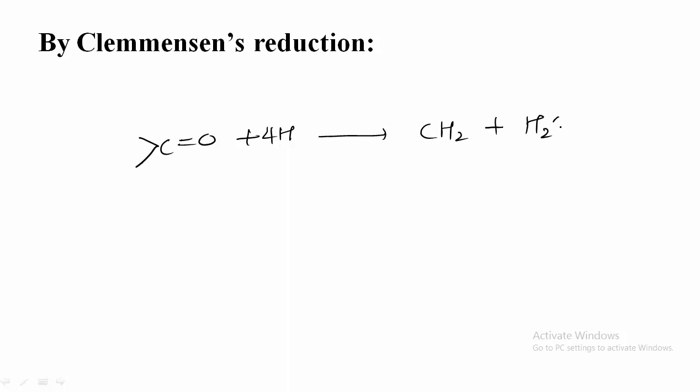Then another one is Clemmensen's reduction. Here simply the carbonyl group reacts with hydrogen to form the alkane along with the formation of water. And here we will use Zn-Hg, zinc amalgam, in presence of concentrated HCl for reducing this carbonyl group to form alkane. So this is Clemmensen's reduction. Important one, remember this.